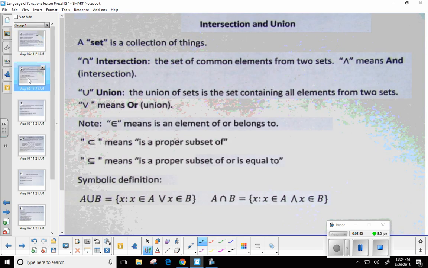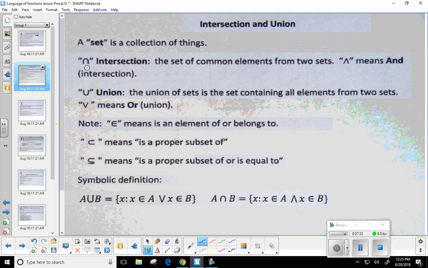All right, so we're going to go ahead and switch gears a little bit. Let's start talking about sets, specifically intersection and union. So a set is a collection of things. It could be a collection of numerical values, could be variables, whatever it is. Okay. Now, we have 2 main ideas, the intersection and the union. An intersection is the set of common elements from 2 sets. If you're looking graphically, it's the overlap. You're looking for what's in both sets. What do they share? Okay.